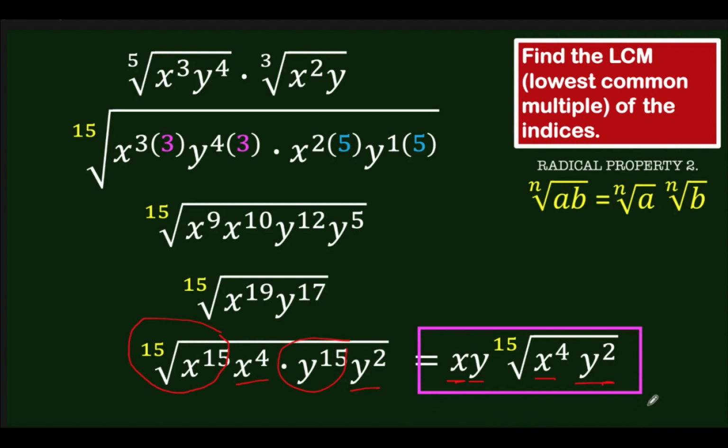So, there is only one rule: only radicals with the same indices can be multiplied. If their indices are not the same, we find the lowest common multiple of the indices, and that will be the common index of the two radicals. Then all the rest are algebraic manipulation.